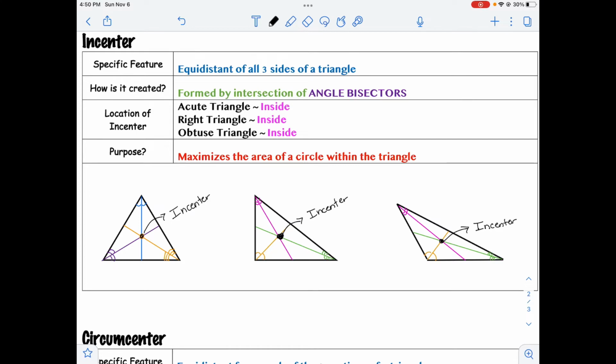And right now you don't see a circle, but we can actually inscribe a circle inside the triangle. It's touching all parts. And this creates an area of that circle that's the largest. So it kind of helps us know the radius, and by knowing where the incenter is and the equidistance from the sides, we can find out a lot about other information.